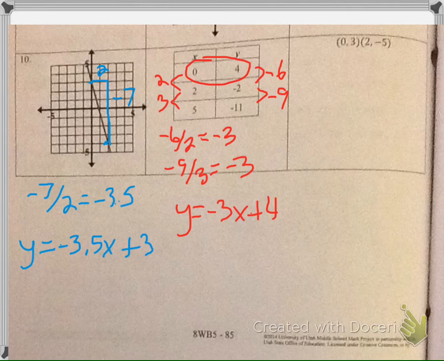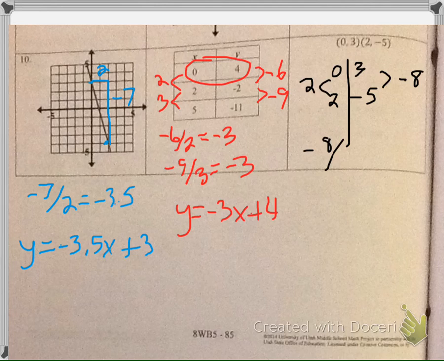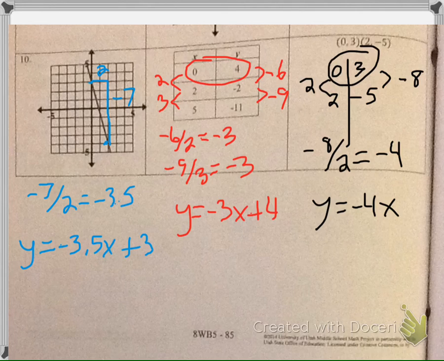Okay, next they gave us 2 points again, and so we're going to make those into a table. 0, 3 to -5. From 3 to -5 it's going down 8. From 0 to 2 is going up 2. Do change in y divided by change in x. -8 divided by 2 is -4. So my equation is y equals -4x, and then my y-intercept's right here. When x is 0, y is 3.